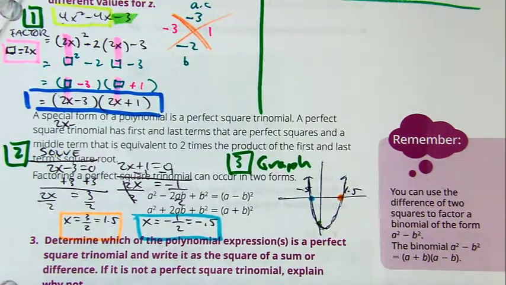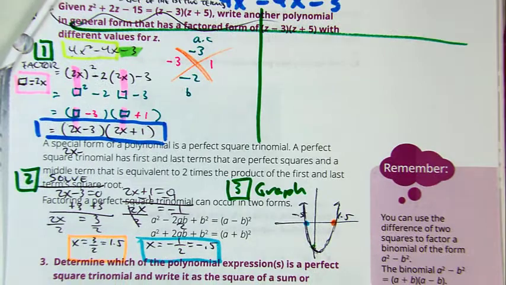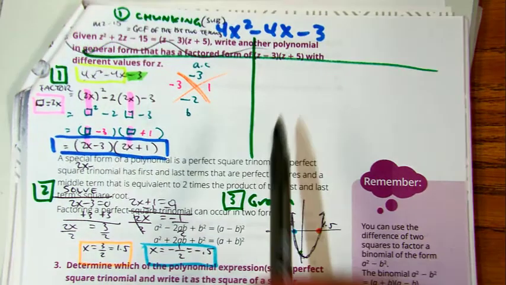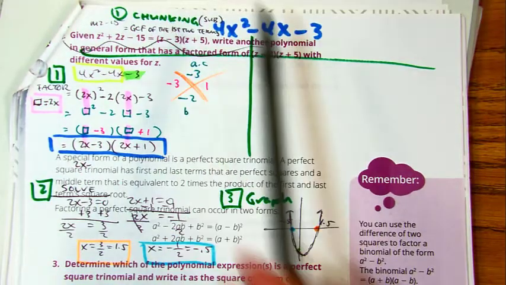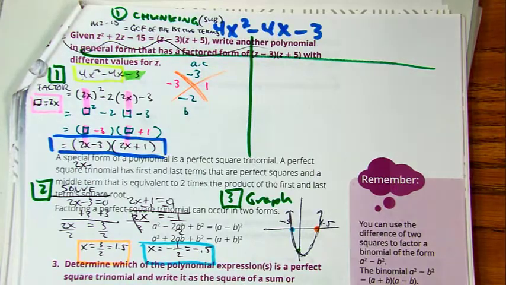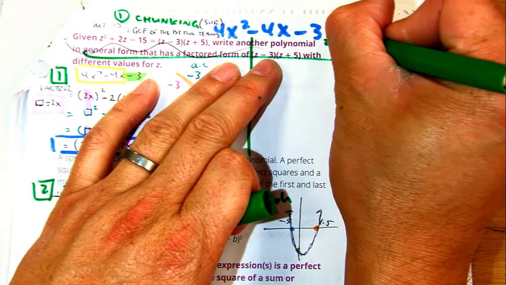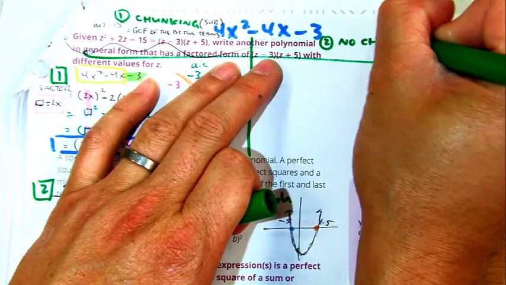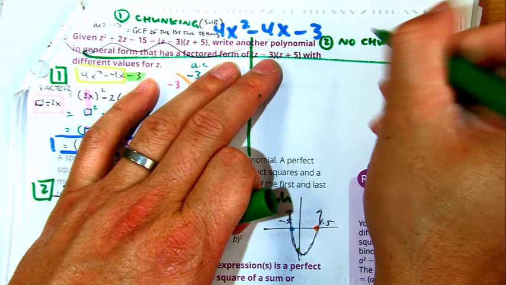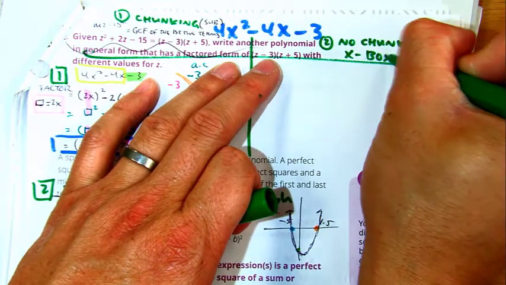Now you might look at a problem like this and you eventually might say, Mr. Ng, I don't know when to use the chunking method. Well, here's the wonderful thing. You don't have to chunk. You can do something we've done before called X box.